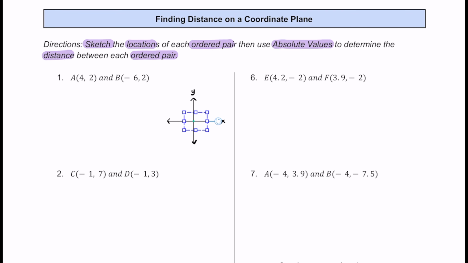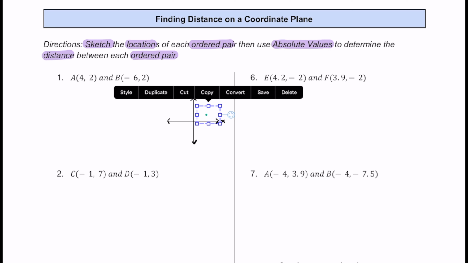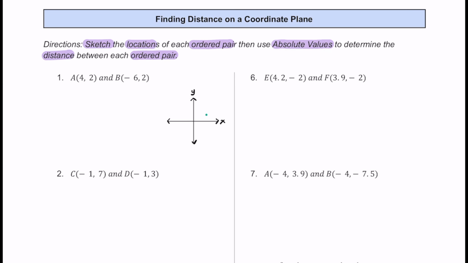For number 1, we have the first point of (4, 2). So if we move this dot to the origin, we have to go about 4 units to the right and then 2 units up, so maybe something like this. And that's going to be our point A.